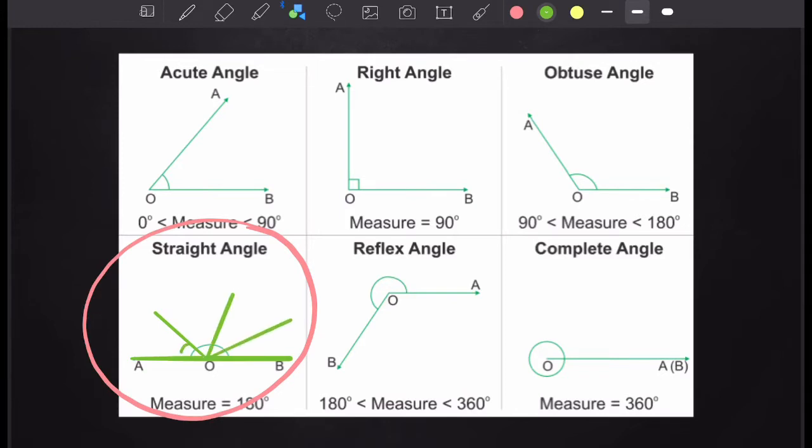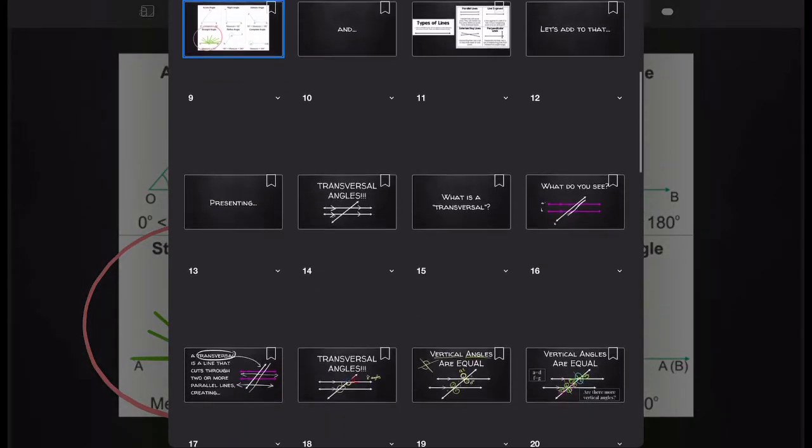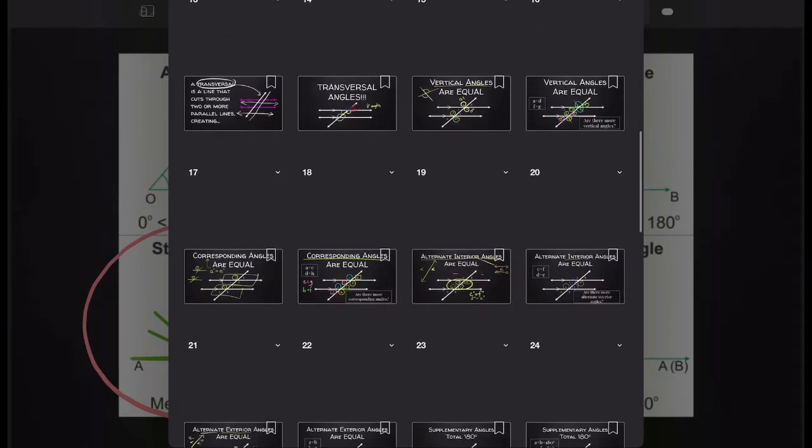As you can see, all of these are supplementary angles because they make a straight line. I can divide this into as many angles as I want. It will still make a straight line, and therefore they're called supplementary angles. Okay, so let's go back to the slide we were in.